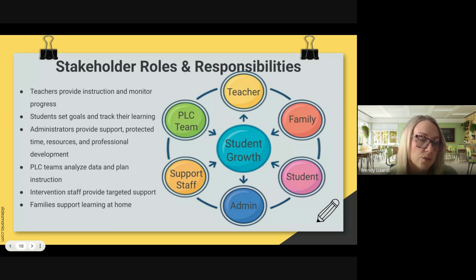Administrators will support teachers through enforcing protected time for intervention, professional development, resources, and intervention programs. PLC teams will collaborate to analyze data and plan instruction, while intervention staff will provide targeted support for struggling students. Families will also support learning at home through those diagnostic family reports that we give them, the growth monitoring report, and tips and tricks that we give them to work on through their homework. When all stakeholders work together, student achievement and growth improve. And that's a quote from Hattie.